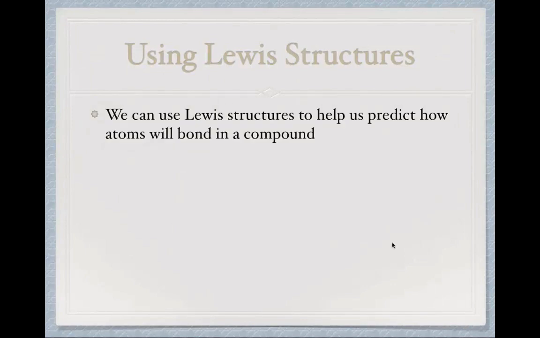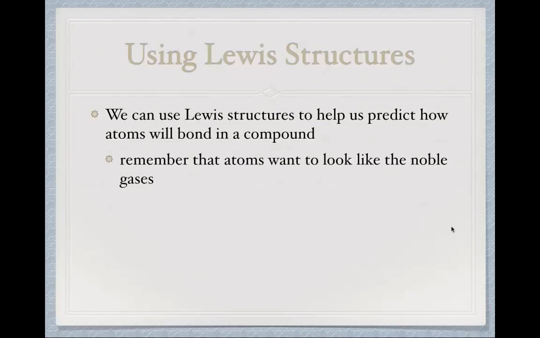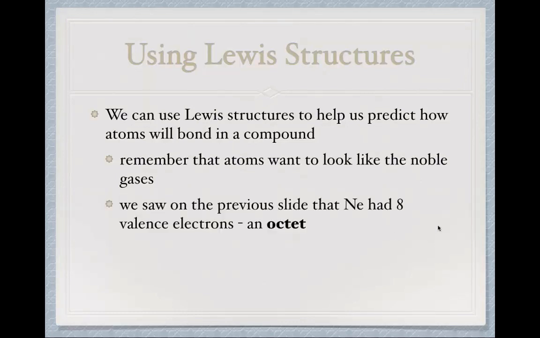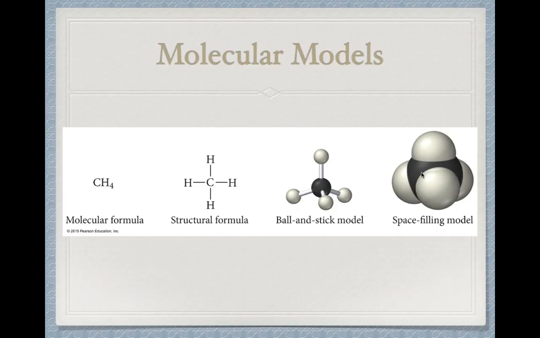Now, in using those dot structures, we can use them to help us predict how atoms will bond in a compound, or at least how many bonds it will form in a compound. And so remember that atoms want to look like the noble gases, and we saw in that previous example that neon has 8 valence electrons, as do all of the noble gases.